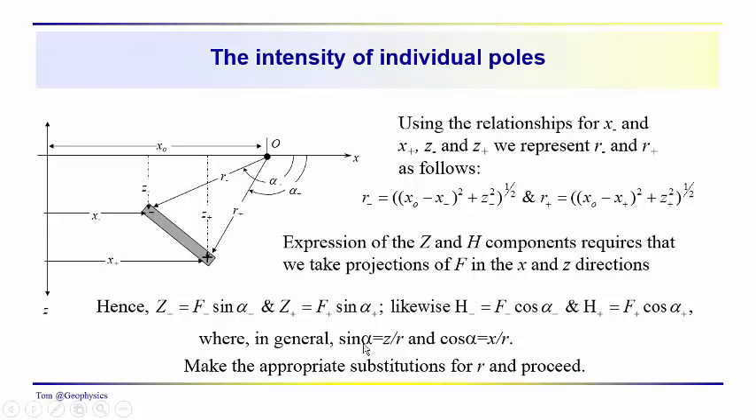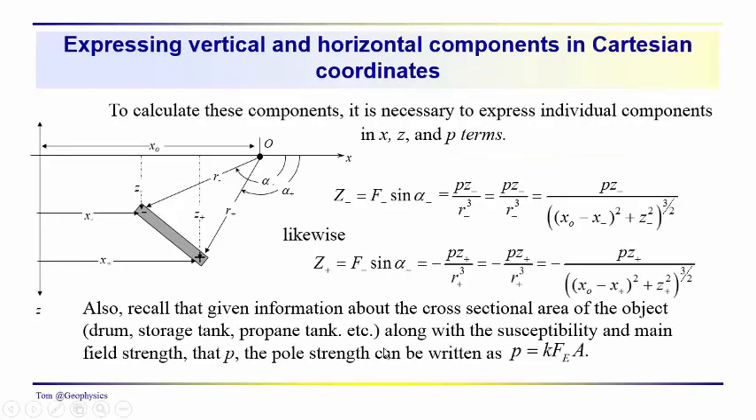So in general, sine of alpha, whether it's plus or minus, would be z over r, and the cosine of alpha, x over r. So, as an exercise, make the appropriate substitutions and proceed on determining the vertical and horizontal components of the dipole.